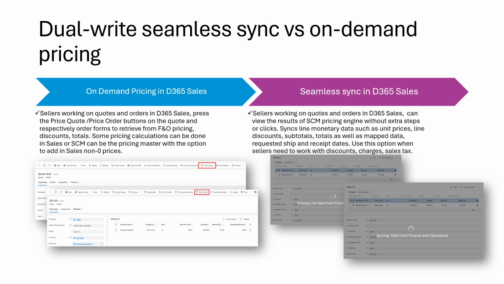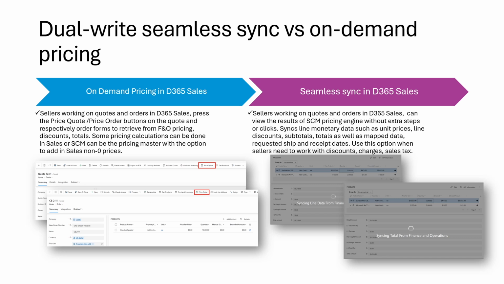The other method is the Dual-write seamless sync, which has been recently introduced. It saves users a few extra clicks. So instead of them needing to press the price quote, price order buttons, the line prices, discounts, and totals get calculated automatically in F&O SCM, and they are saved back on the sales records after create and update events of quotes and orders, as well as their related lines.